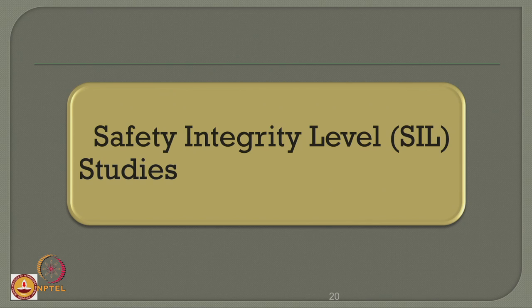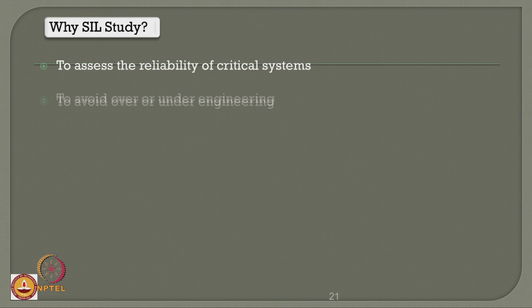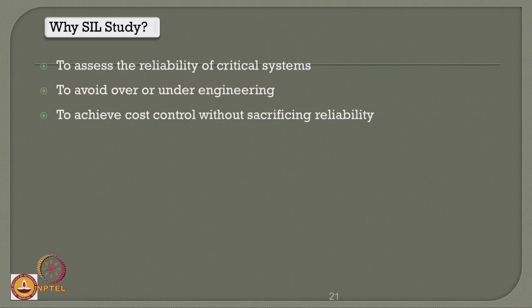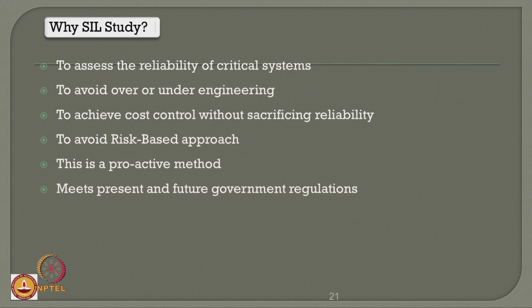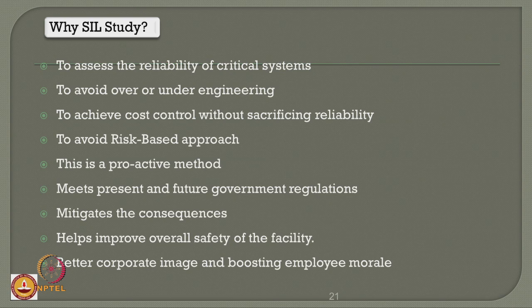As we showed you in the previous slides, safety integrity level studies, what we call SIL studies, are important. Why is a SIL study important? SIL studies give you a tool to assess reliability of critical systems. It will help you avoid over or under engineering. It will enable you to achieve cost control without sacrificing reliability. It helps you avoid a purely risk based approach. This is a proactive method, and meets present and future government regulations in most countries. It helps you mitigate the consequences, and improves the overall safety of the production facility. It also gives a better corporate image and boosts employee morale in the industry.